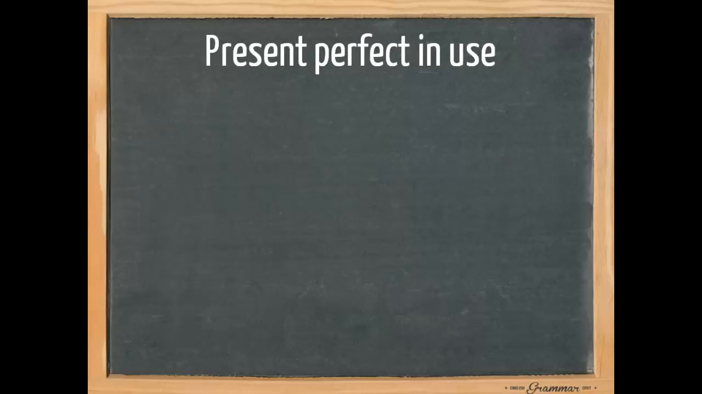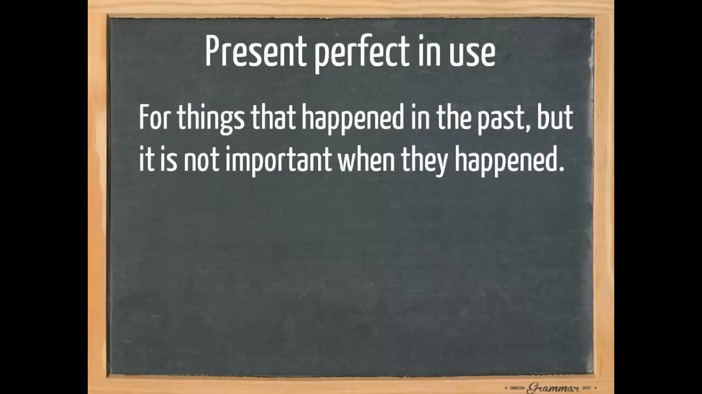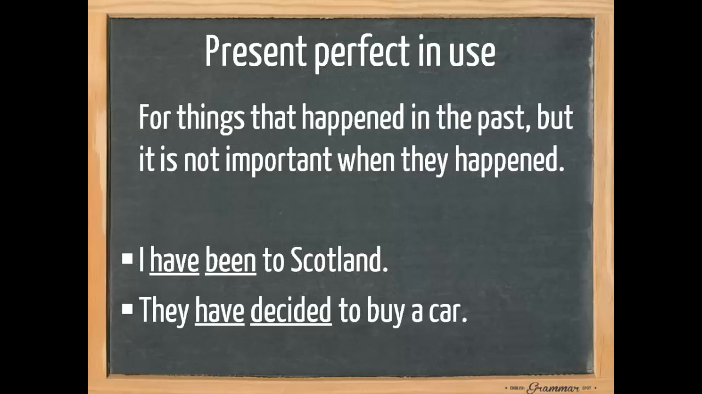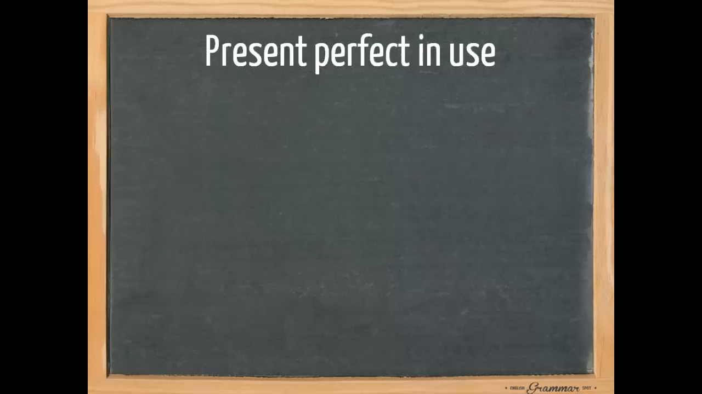Now let's have a look at the present perfect in use. We use the present perfect for things that happened in the past, but it is not important when they happened. I've been to Scotland. It's not important when I've been there, it's important that I've been to Scotland. They've decided to buy a car. It's not important when they decided it, the decision alone is important.